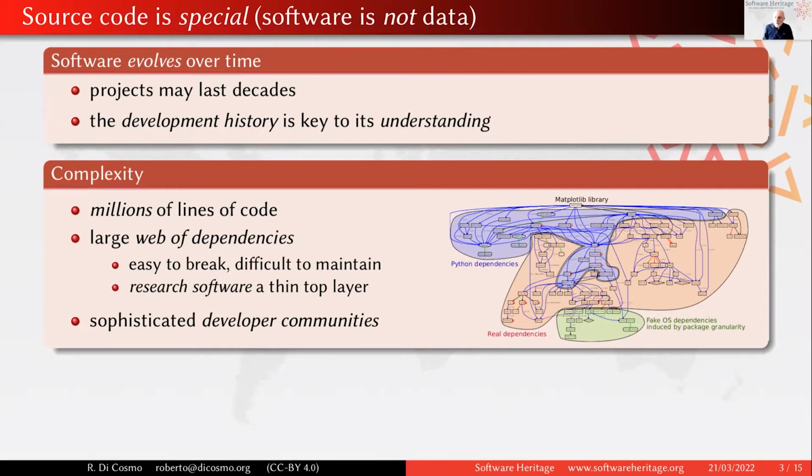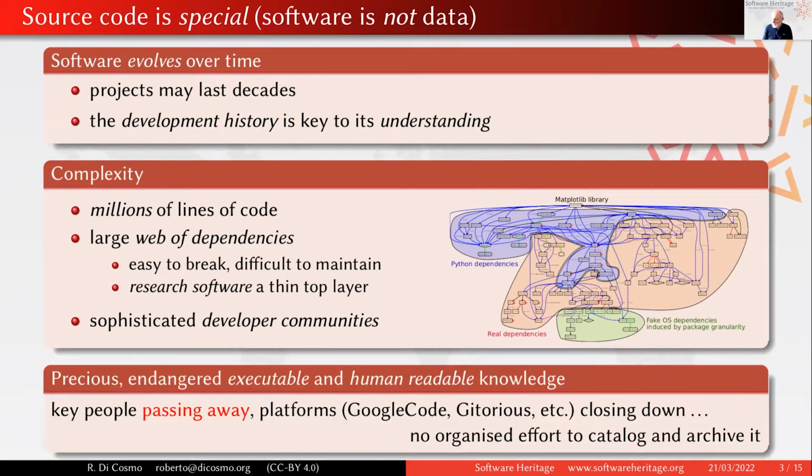Then there is another form of complexity that comes from the fact that we have a tendency of building by reuse. And this means that even when you, for example, launch your Python interpreter and type a simple line like import matplotlib to load a graphics library, behind the scenes, you're actually pulling in tons and tons of other components and dependencies which are needed to actually make your routine work. And this depends on a large web of dependencies and on sophisticated developer communities. So it's not just a piece of raw data that you get out of an instrument. It's much more complicated than that.